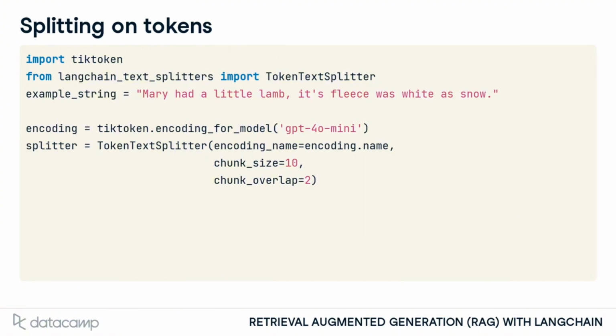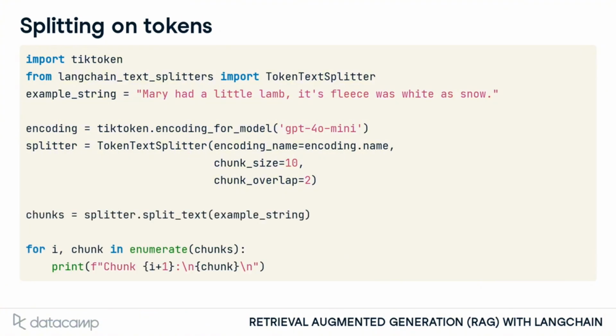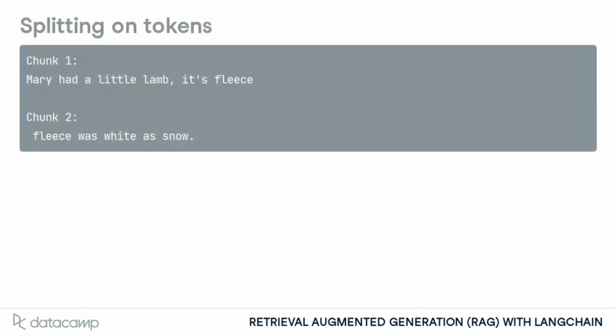It requires the name of the encoding to use, which is the encoding used by the large language model, and can be retrieved using the tiktoken.encodingForModel method, and extracting the name with the .name attribute. Remember, the chunk size and chunk overlap now represent tokens rather than characters. We'll use the .splitText method to split the example string and view the chunks.